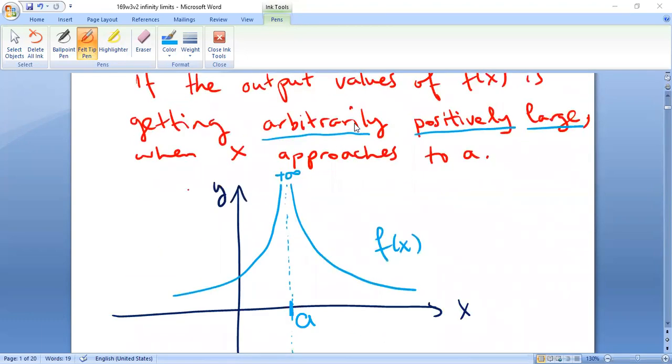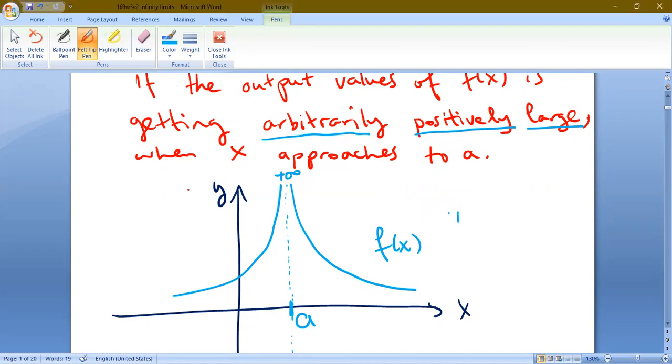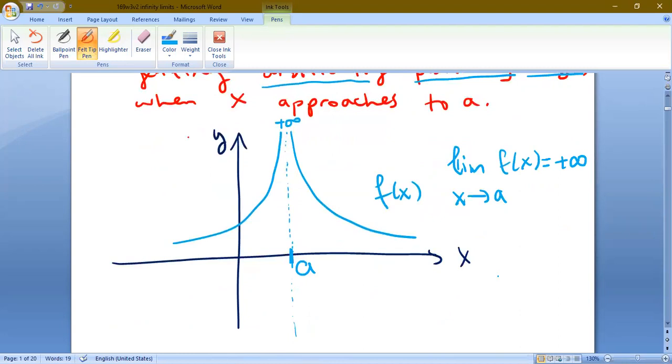Okay, so visually it looks like this. So when we get closer and closer to a, as you see, the output values of the function are getting larger and larger positively. So we just write limit of this function as x approaches a is positive infinity. Okay, so this is called an infinity limit.